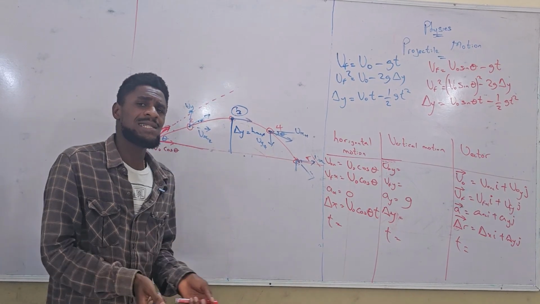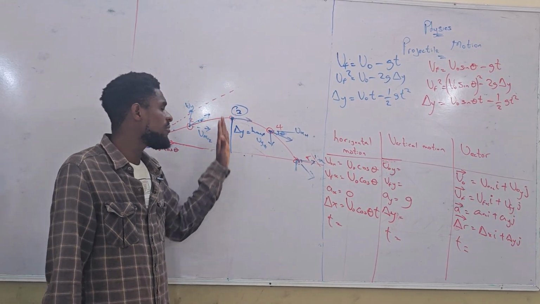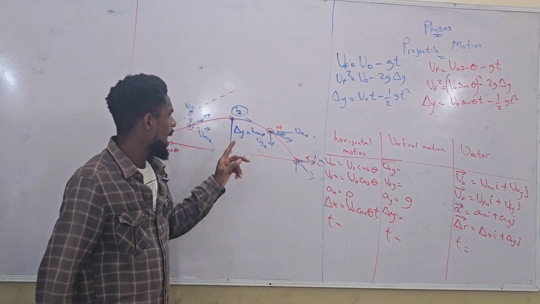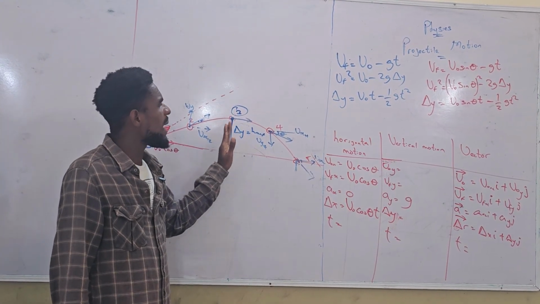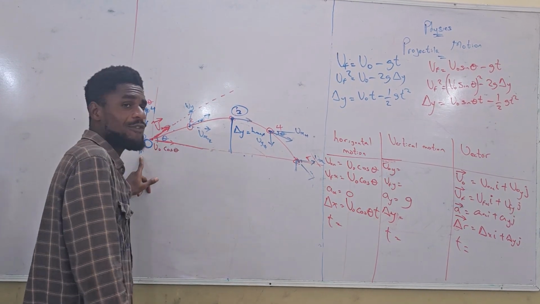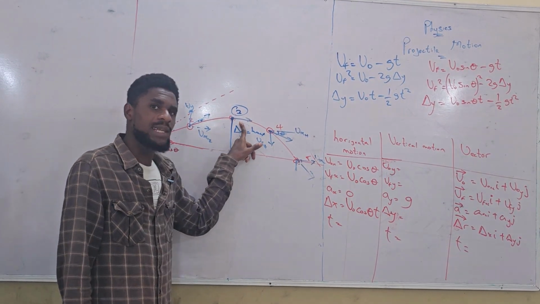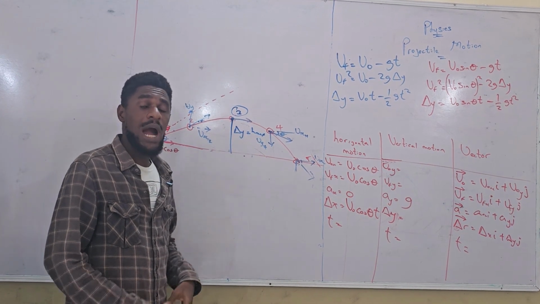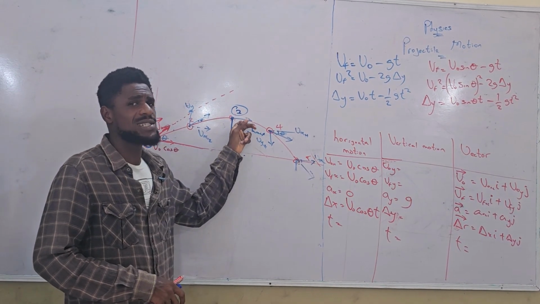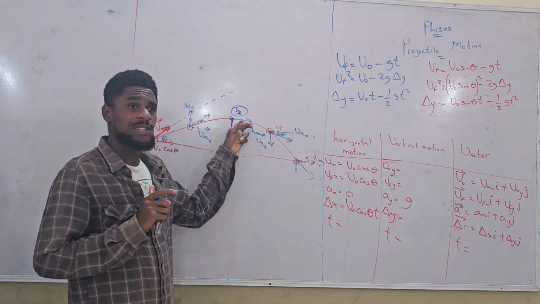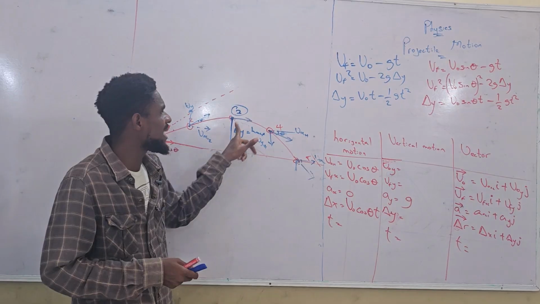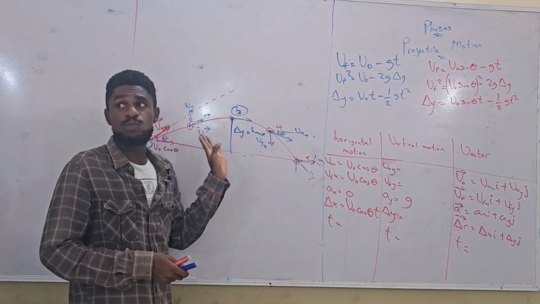Now, what are the things we can say that is actually happening vertically? What do I know that is happening at point 3 vertically? I can say that my velocity at point 3 is equal to 0. If I'm starting from point 1 and I'm ending in point 3, then velocity at point 3 will happen to be my final velocity. If you ask me what is the final velocity vertically at point 3, I'll tell you it is equal to 0, because at point 3 here, my ball is no longer moving vertically.